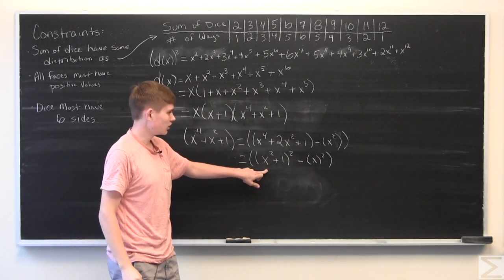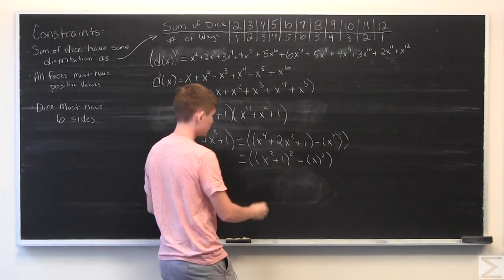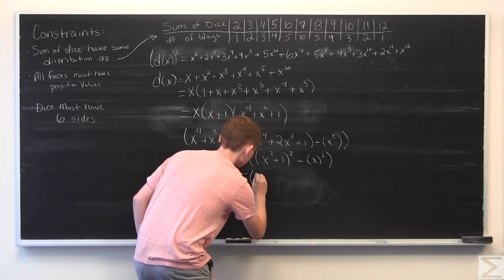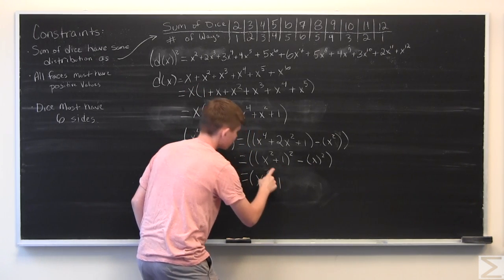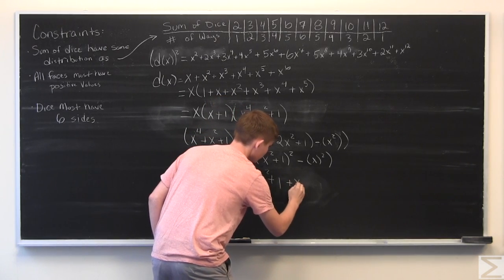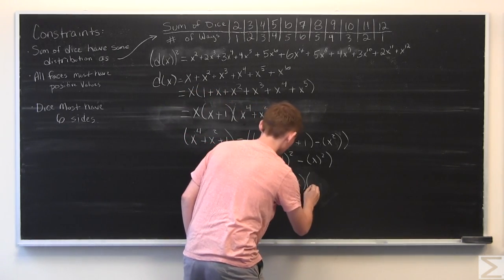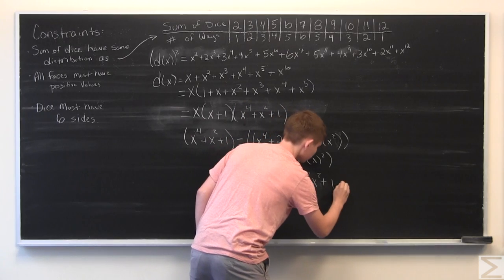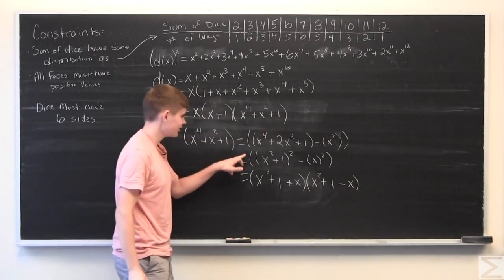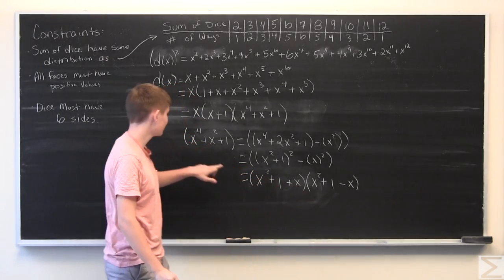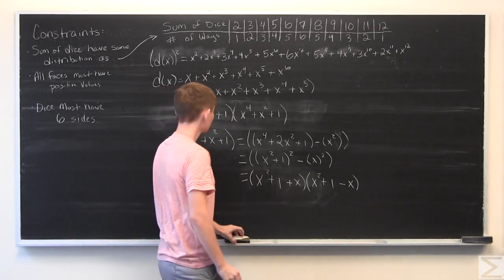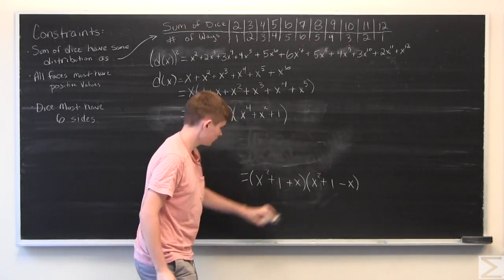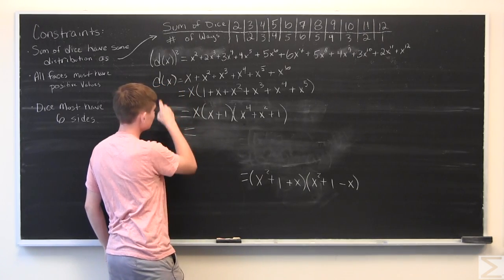the difference of 2 squares, and hopefully you can see that you can factor this out into the first one plus the second one, and the first one minus the second. If that's not clear, you can just multiply this out and you will get this again. So now we have successfully factored d(x).